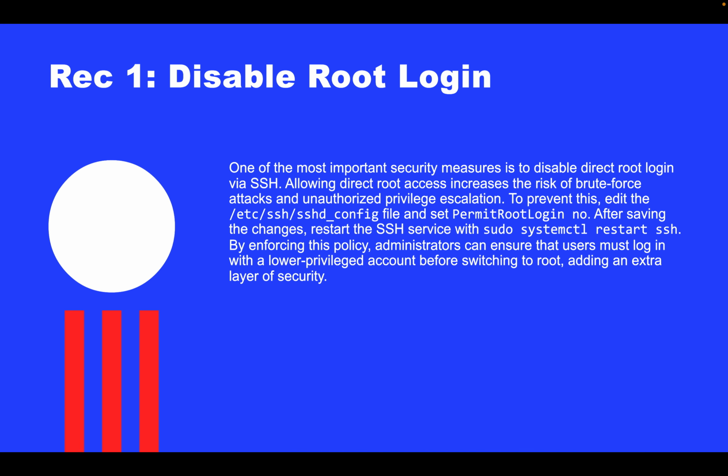So the first strengthening recommendation is to disable root login. Allowing direct root access increases the risk of brute force attacks and unauthorized privilege escalation. To prevent this, we edit the /etc/ssh/sshd_config file and set PermitRootLogin to no.